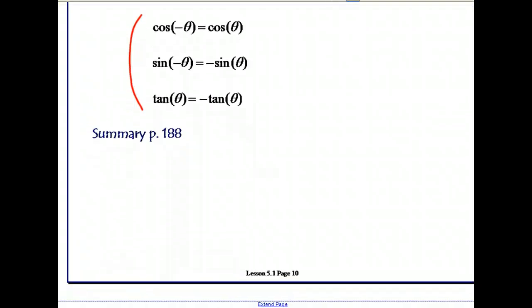So if I have a negative angle and I take the cosine of it, it doesn't matter. It's the same thing as just taking the cosine of the angle. If I've got a negative angle for a sine, it gives me the exact opposite values I would have gotten for the regular sine. And again, I can write it like this.